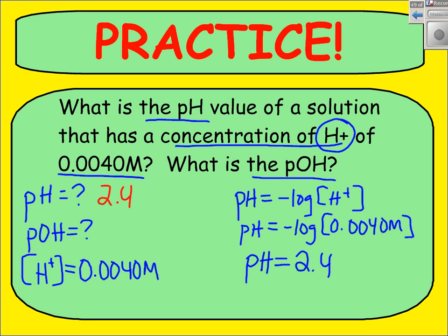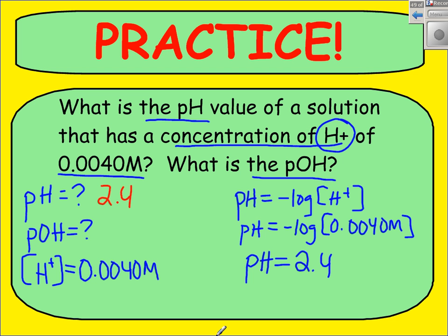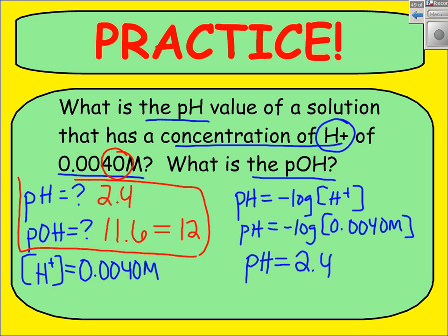But we also need to solve for pOH. At this point in the sequence, we are right here with the pH. We can now solve for pOH knowing that both of them together have to equal 14. So if I do 14 minus 2.4, my answer is 11.6. Now since I only have two sig figs, I'm going to round that to 12. And so my answers are 2.4 for my pH and 12 for my pOH.